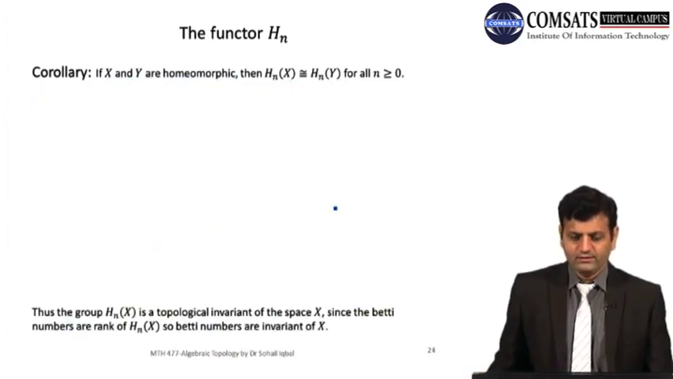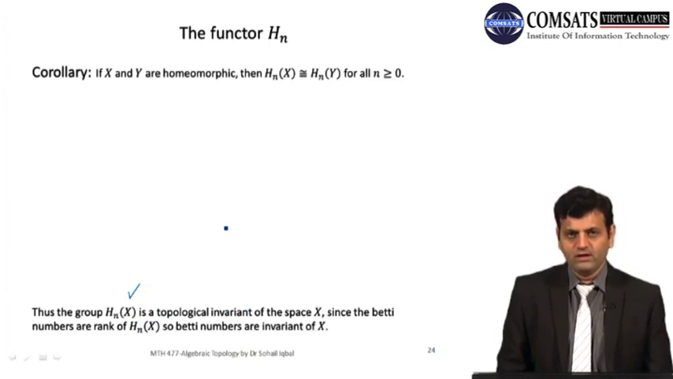Okay, so thus the group Hn X is a topological invariant. So if two spaces are topologically the same, which means that they are homeomorphic, then their homology groups are isomorphic. This is a very important observation, and we also know that the rank of these homology groups is called the Betti number. So in other words, we can say that the Betti number is a topological invariant.